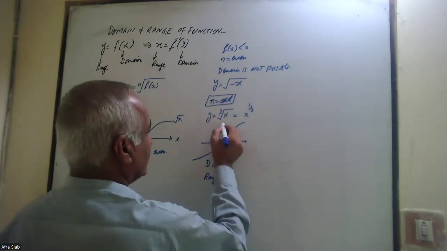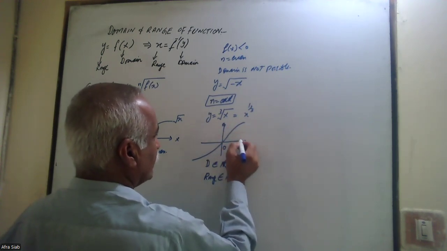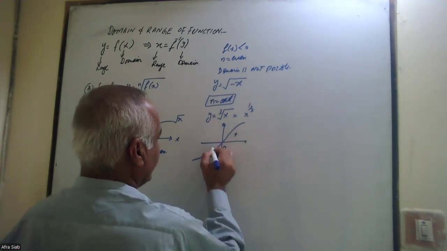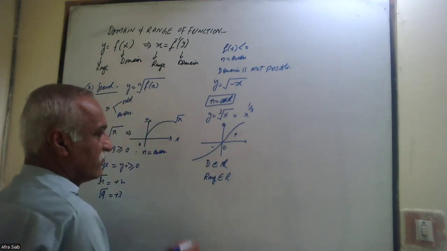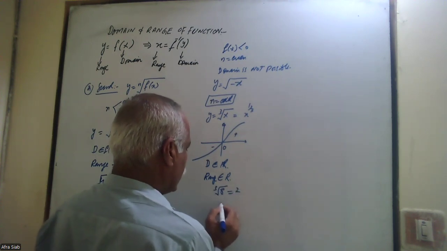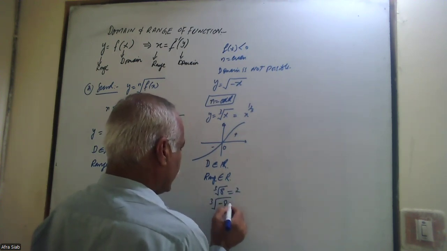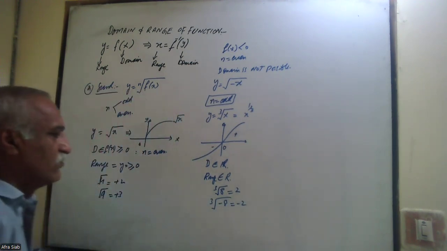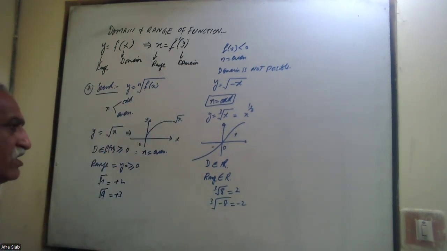Because on this side, if x is positive, it will go to the positive side, and if it is negative, then it will go to the negative side. For example, we know that the cube root of 8 is equal to 2, and the cube root of minus 8 is equal to minus 2. So for cube roots or odd roots, a positive value gives a positive answer, and a negative value gives a negative answer. So the same is the case for the domain, and if the domain belongs to all real numbers, then the range also belongs to all real numbers.